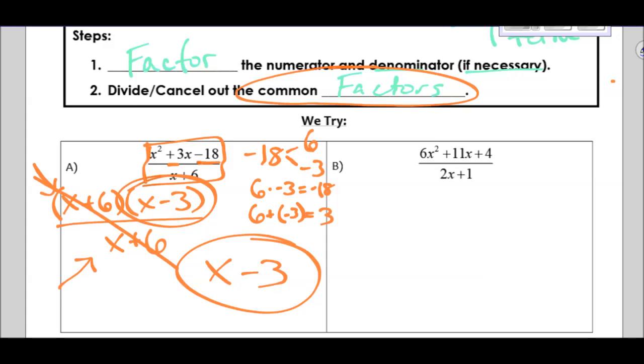On the second one, I need to do a little bit more. The bottom can't be factored, so I'm going to leave that as 2x plus 1, but the top doesn't have an a that's 1, so I have to do the extra steps of factoring by grouping. So instead of just a, I have to use a times c, which here is going to be 24, and b is 11. So I'm looking for something now that multiplies to be 24 and adds up to be 11. That has to be an 8 and a 3. 8 and 3 add up to 11, and they multiply to be 24. So I'm going to split my middle term. That 11x is going to split into those two terms.